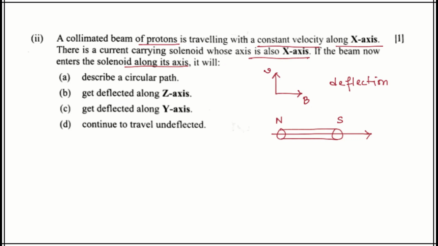Therefore, the motion of the protons are also in the same direction as it is parallel. So, motion of the protons and magnetic field both are parallel. So, as a result, we get no deflection in this case. So, as a result, we will go with option D, where the protons continue to travel undeflected. Option D is the right answer.